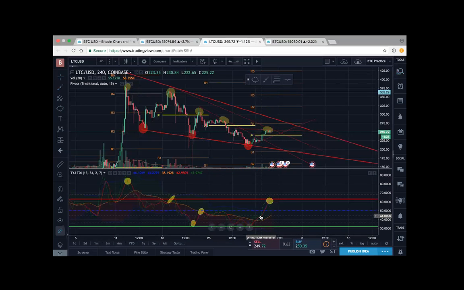Right. Okay. So what do we call this red and green line again? So this is a resistance area. No, not that one. The ones that cross. Oh, these are signal lines. Signal lines. Okay. Whenever they cross going up, it's signaling to you that the market is moving up, and whenever they're going down, signaling that they're going down.